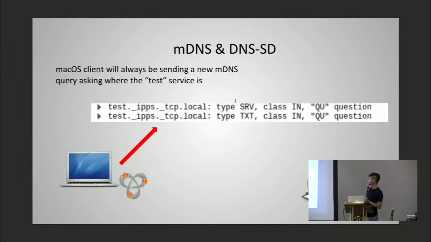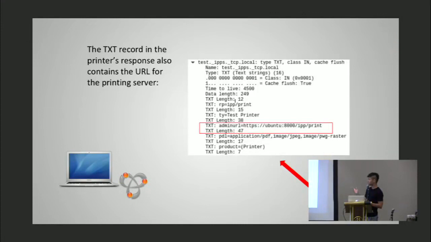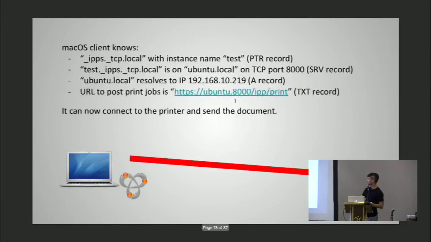And then, so it will send a query on the network like this, and the printer will then reply in the same way as it had done in the announcement phase by sending the triplet plus the A record and the TXT record, which also contains the URL for the printer, the printing server. So in this case, it's that one. And now the macOS client basically knows everything they need to connect to the printer and send the document.